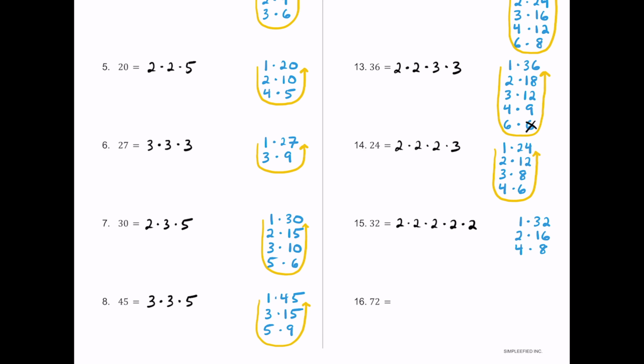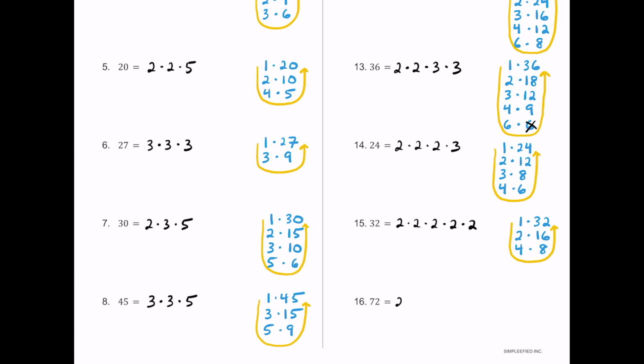6 needs to have a 3 in there, so there's no 3, so there's no 6. And there's no 7. 7's prime. So 32 has 6 factors: 1, 2, 4, 8, 16, and 32.